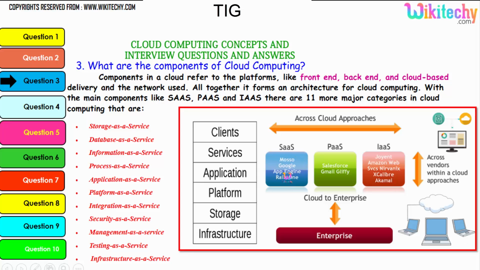So software as a service, your App Engine, Google, Mazo are typical examples. For platform, it's a Gmail, Glyphy, and Salesforce. Whereas infrastructure as a service, you got a lot of companies: Amazon Web Services, Delvanix, Excalibur, Akamai, Joint, etc.